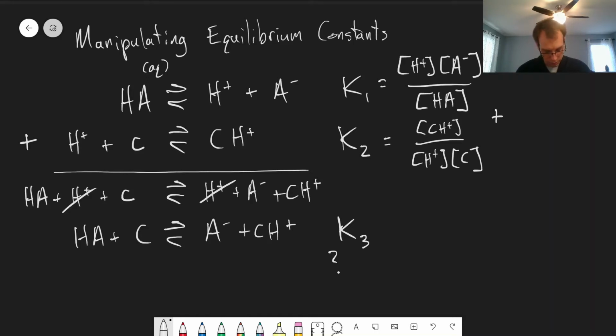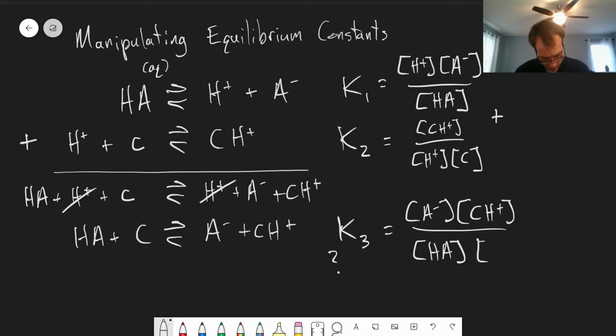Because we can write out K3. We know what it is already, because we can just take our net reaction at the bottom here and do products over reactants: A minus times CH plus divided by concentration of HA times concentration of C. And we can see that if we add K1 and K2, that does not equal K3. K1 plus K2 does not equal K3. That doesn't work. So let's see what we could do instead.